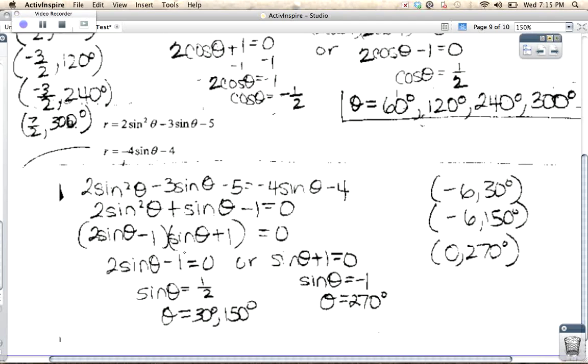So now if I take the inverse sine of both sides, that gives me 30 degrees and 150, because you have to think on your unit circle, when is sine going to be 1/2, and that's at 30 and 150. Sine is negative 1 at 270, so again, plugging those values in your calculator, looking at your table of values gives you the points negative 6, 30, negative 6, 150, and 0, 270.